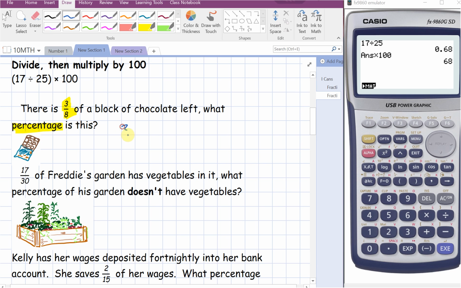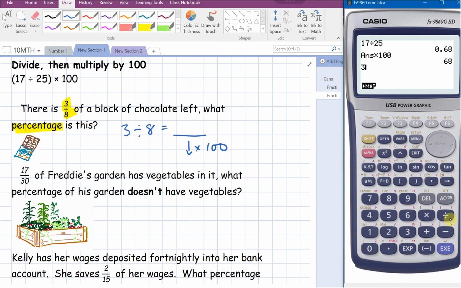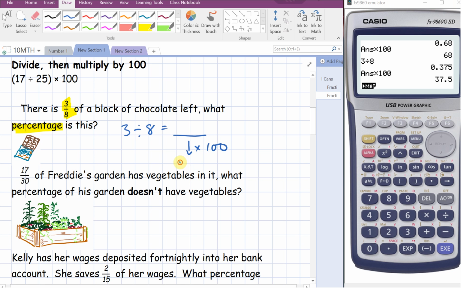Okay, again, just 3 divided by 8. Find the answer to that and then multiply that by 100. So on my calculator, 3 divided by 8 and then multiply that by 100, I get 37.5%. So 37.5%, and that is the same as 3/8. Next question.